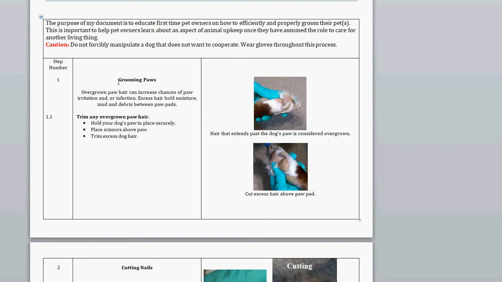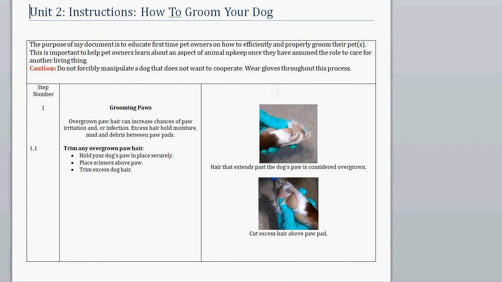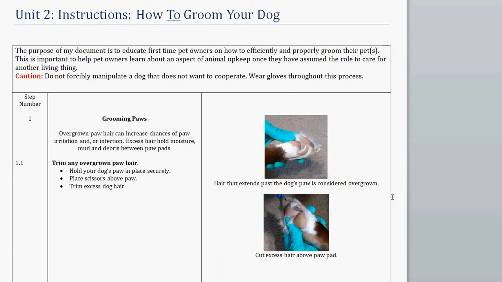You can see step 1, grooming paws. She tells you why you should complete this step and then how to complete this step. So the bullets are kind of like sub steps to step 1.1, and you can see here on this side the images of the dog's paw. Let me see if I can make that a little bit bigger. I think that'll work. Hopefully you can see this. I will watch this before I post it.